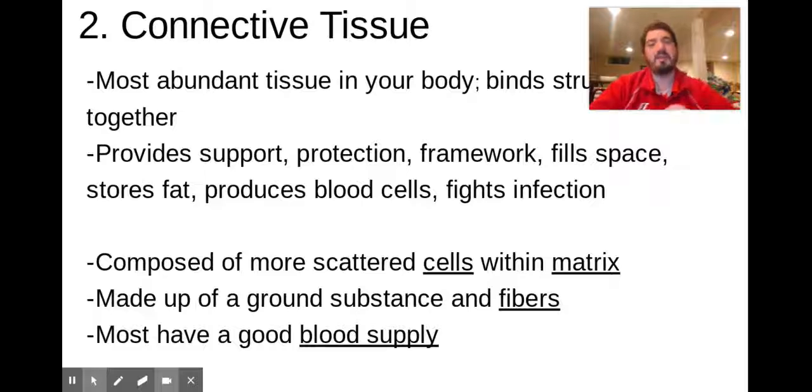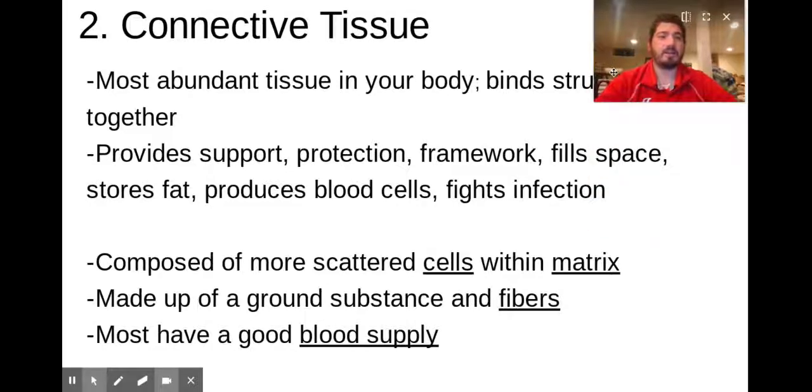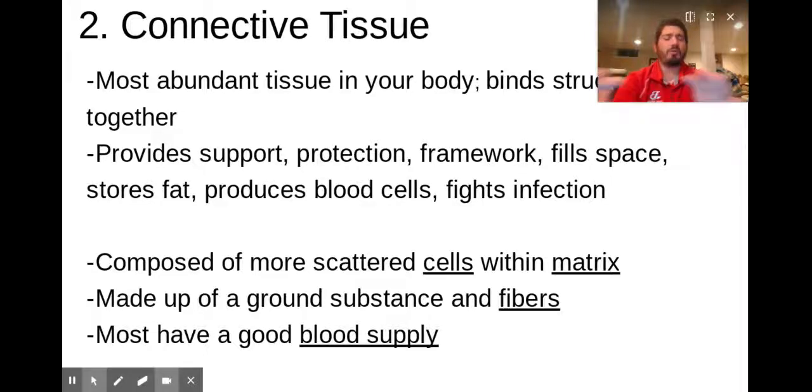All right, our second, maybe my favorite, is connective tissue. It is the most abundant tissue in your body, and if you think about the word connective, right, it connects structures together. All right, so your connective tissue kind of ties everything together. It provides support, protection, framework. It fills space, stores fat, produces blood cells, and fights infection. I mean, what an awesome tissue. It does all these functions, and it's all over the place.